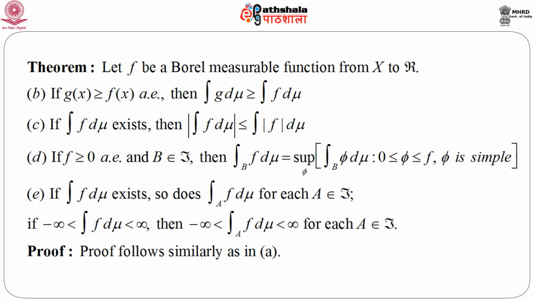All the proofs follow exactly in a similar fashion as before: just split them, and start writing in terms of the simple functions. You can consider f to be first non negative and then apply the definition, and once you are done with the non negative Borel measurable function f, then consider the general function f and write f as f plus minus f minus, just apply the definition, and we will get all the results.